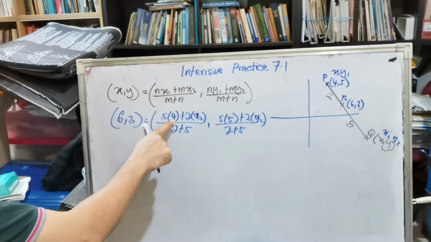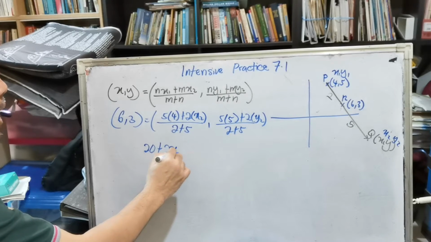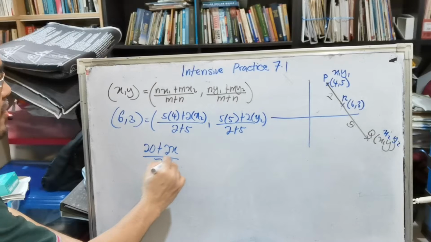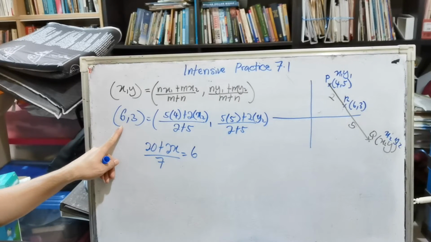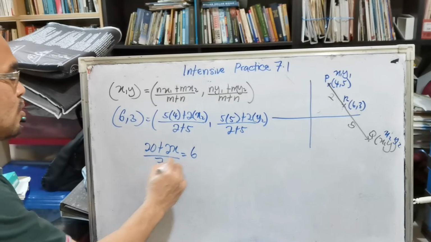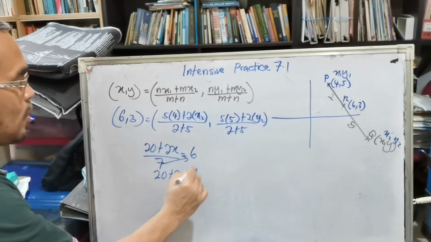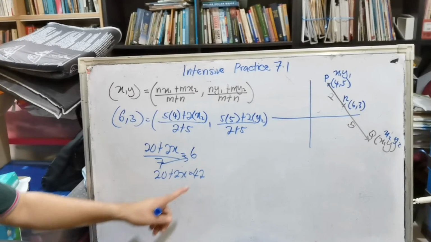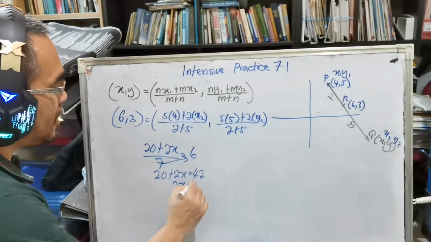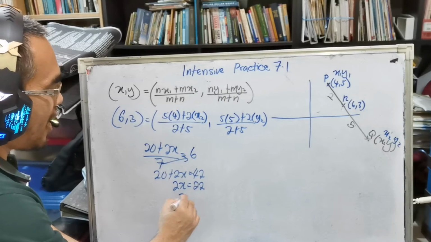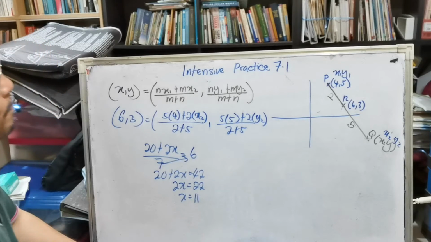So we take this first x. 5 times 4, 20. 20 plus 2x over 7 equals 6. We can solve this by cross multiplying. So we have 20 plus 2x will be 42, and then 42 minus 20, so the value of 2x will be 22. So x will be 22 over 2, which is 11.